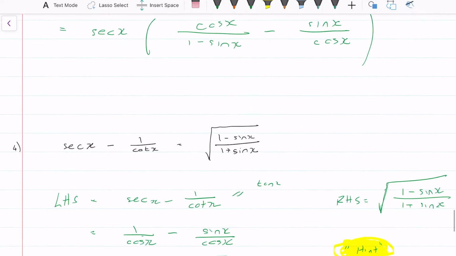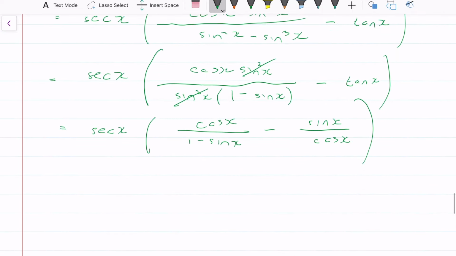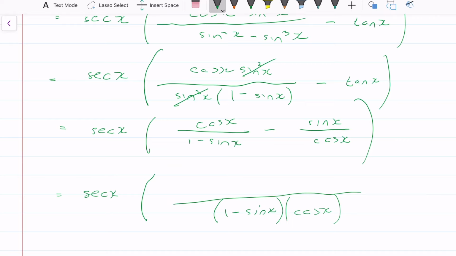Okay, and we need more space. Good stuff. So once again, we're left with sec x times, our LCD is now 1 minus sine x times cos x all over, multiply. Adding that up, we get cos squared x minus sine x, and I'm just going to multiply that straight. Sine x minus gives me a plus, so minus times a minus gives me a plus, sine squared x.